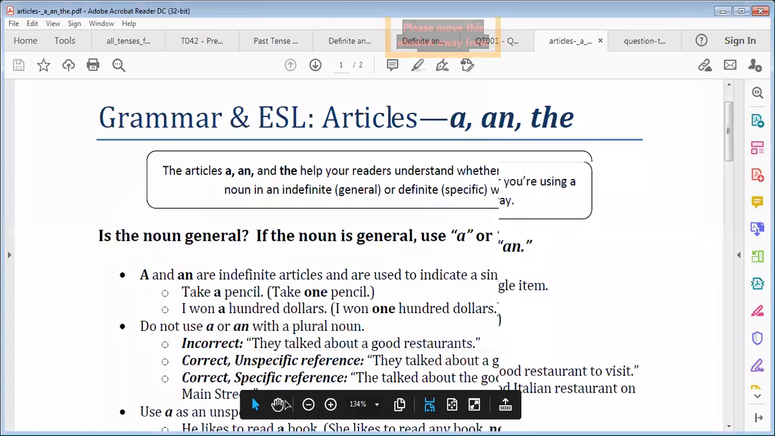Do and does are used with present tense, and did is used in past tense. Out of do and does, does is used with third person singular subjects: he, she, and it. And with plural subjects, you are going to use do in present tense. Okay.